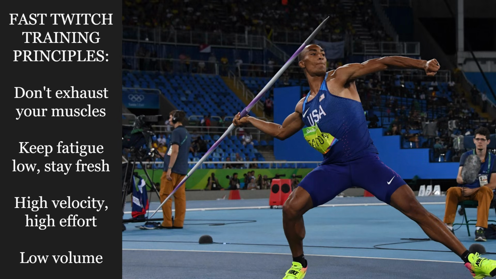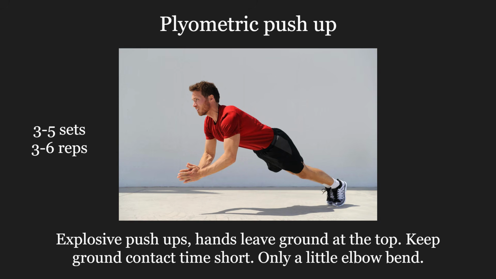And remember, with fast twitch training, our goal is not to exhaust the muscles like we're bodybuilding. The goal is to stay fresh and maintain high velocity and high effort on each rep. So we're not going to do a lot of reps in each set. We don't want to be approaching failure or getting really tired. Something like 3 to 5 sets of 3 to 6 plyometric push-ups is fine.